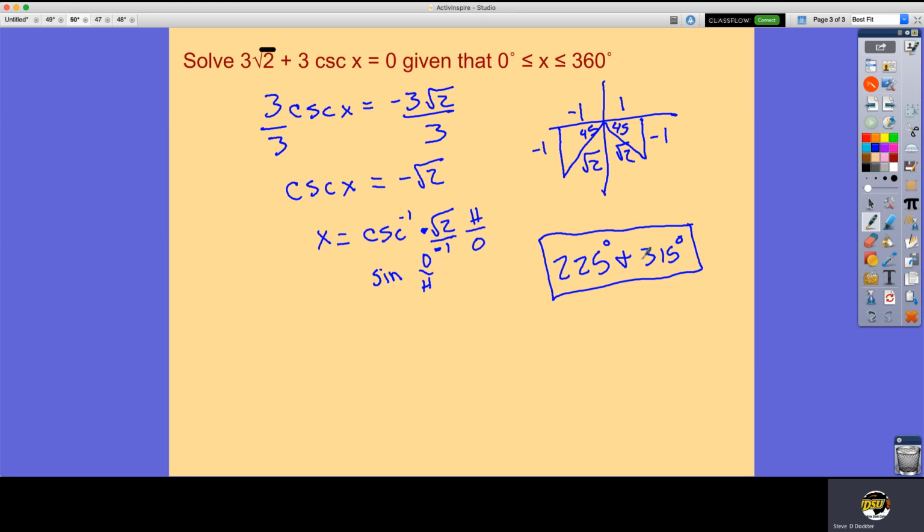Okay. So follow your algebraic steps. That's really all we did. And then the only thing that we added outside of algebra was we had to draw these triangles to be able to get our two answers here.